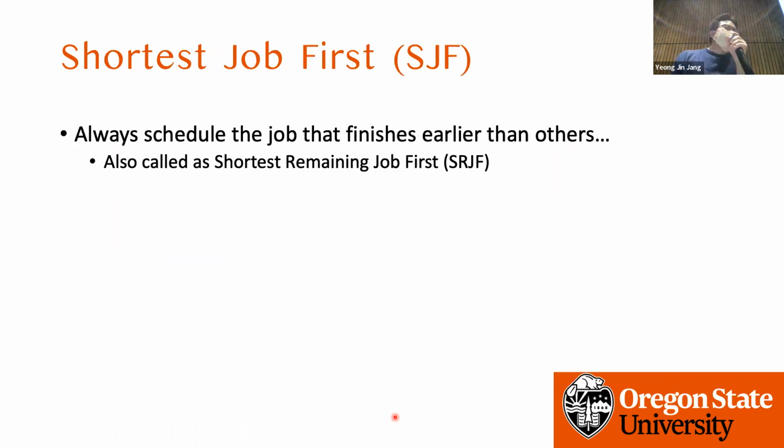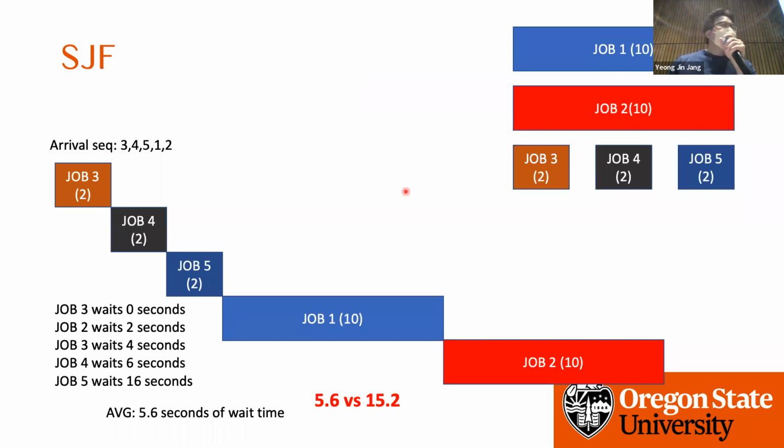So the next scheduler is called SJF, shortest job first. It's also a simple one. It is also called shortest remaining job first, but conceptually it is the same. What that means is: schedule the process that has the earliest finish time first. That's it.